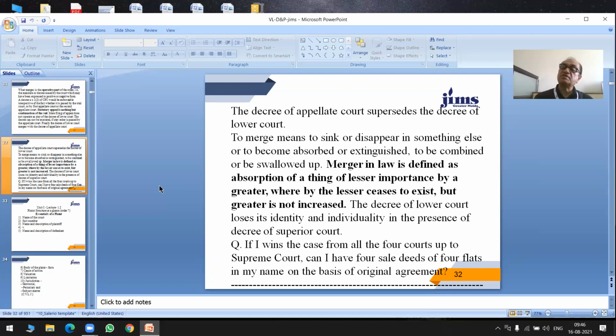So why did I give you this idea? You are supposed to draft pleading at every stage. You will file suit in the Court of Civil Judge Junior Division or Senior Division. And if you are to file appeal, appeal has to be redrafted. If you are going again to the High Court, second appeal is to be drafted. If you are going to the Supreme Court, again SLP is to be drafted. So drafting has to be done at each and every stage. But the decree and judgment passed by the highest court will prevail.